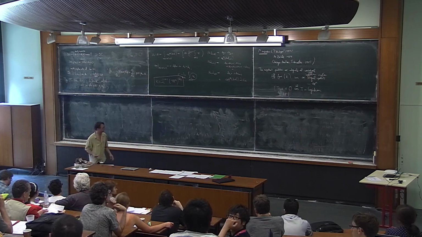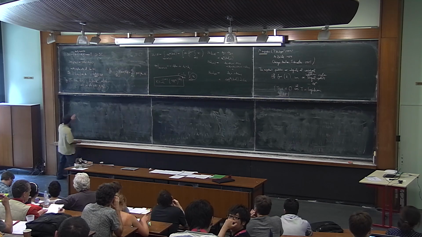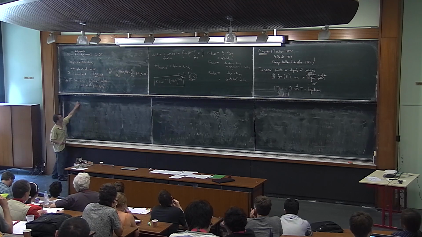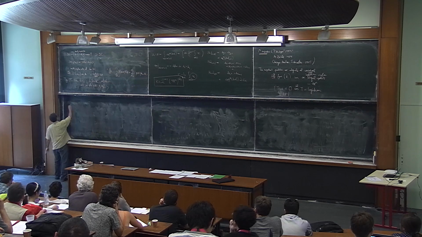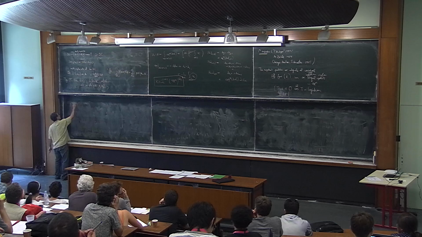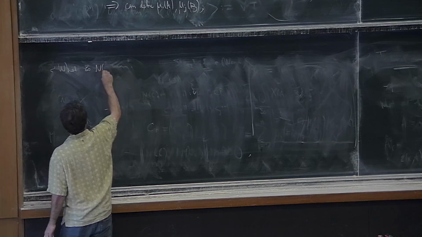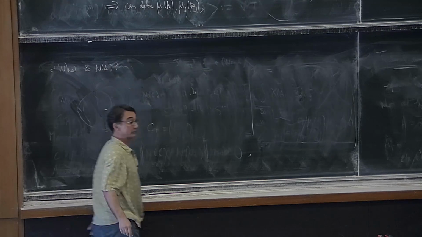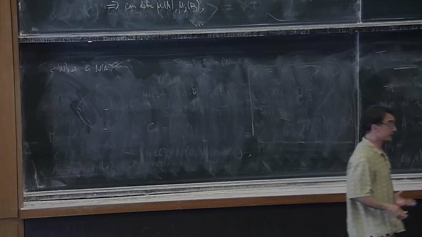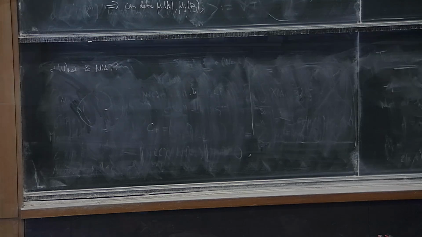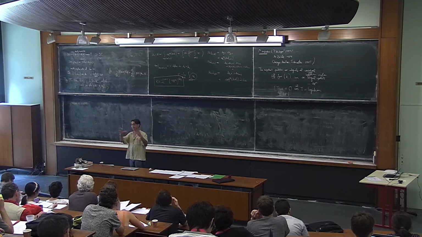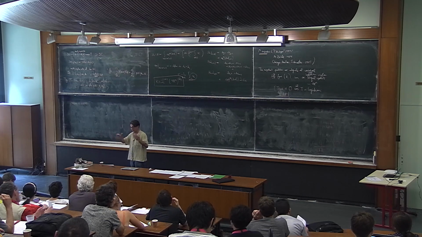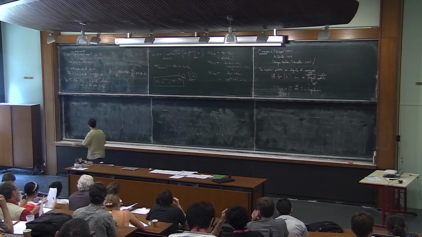Okay, so in this last section of today's talk, I want to try to address this question: what is this N of A thing? When A is a smooth domain, yes, we know what it is. It's this manifold of outward unit normals.